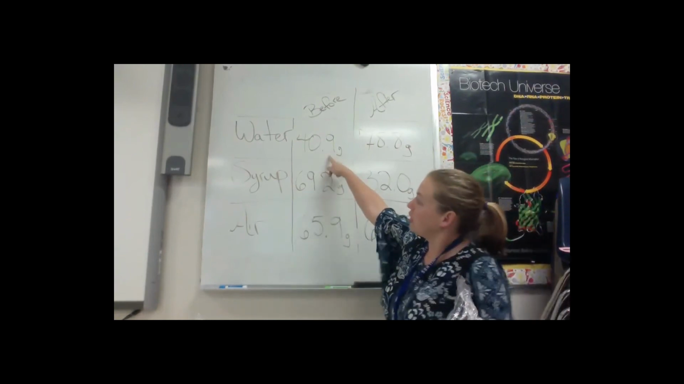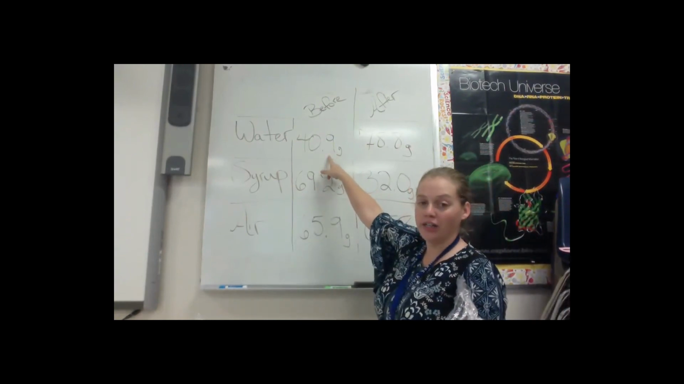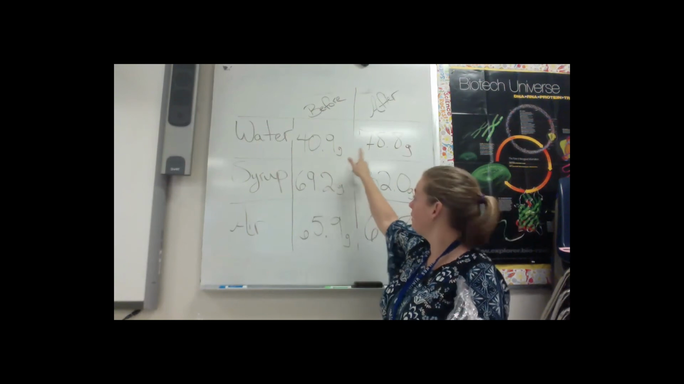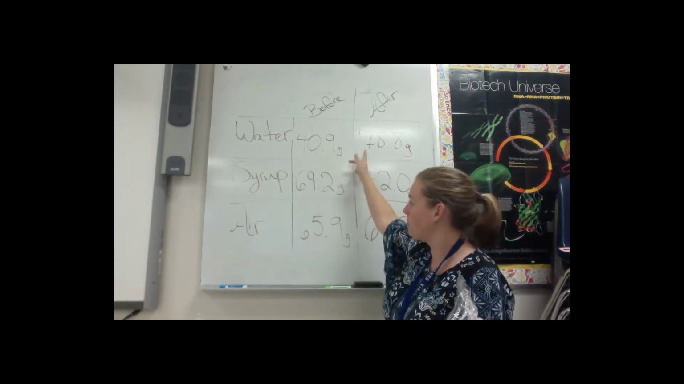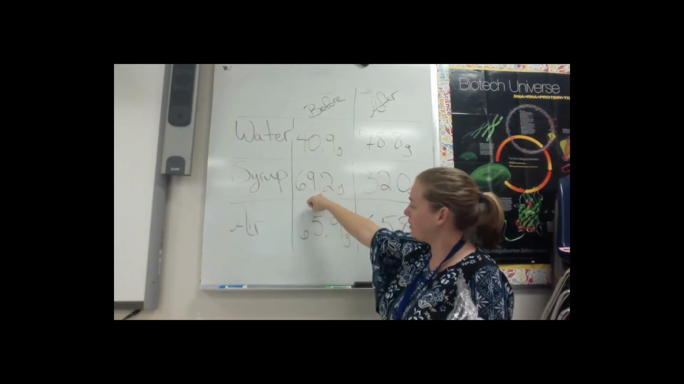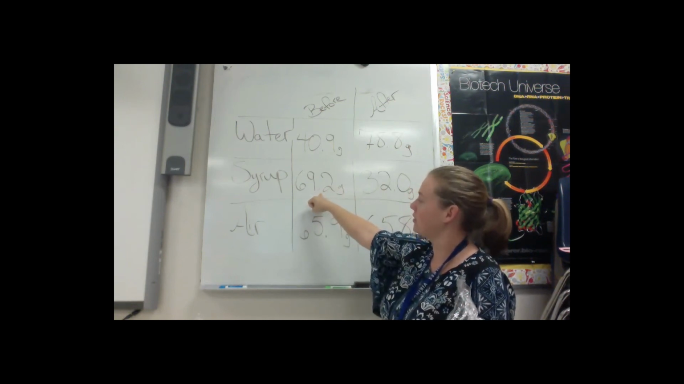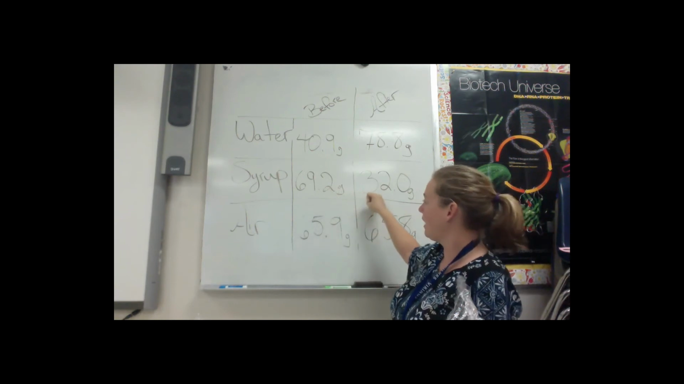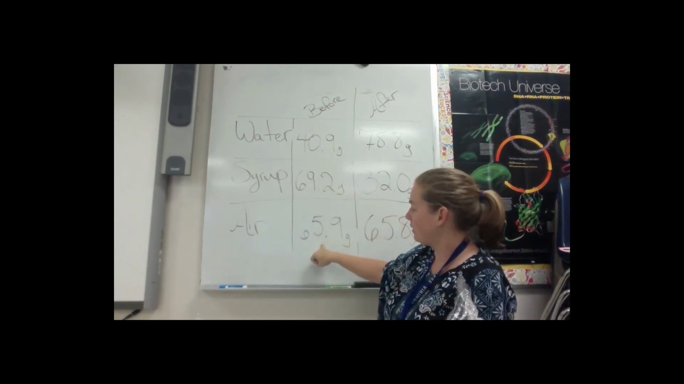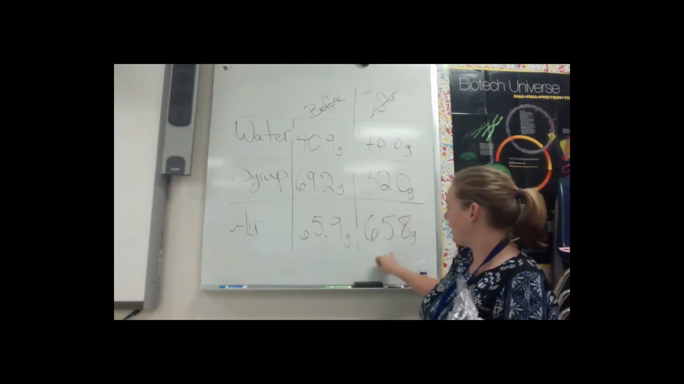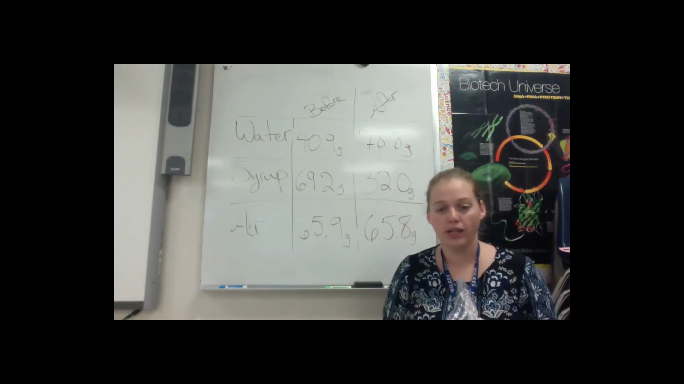Our egg yesterday weighed 40.9 grams when we put it in water, and today it weighs 78.8, and we can see it is obviously swollen back up. We have our syrup egg's mass yesterday coming in at 69.2 grams, and today it's gone down to 32 grams. And we have our air egg at 65.9 yesterday, and today it is at 65.8.